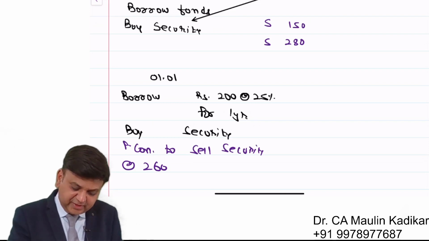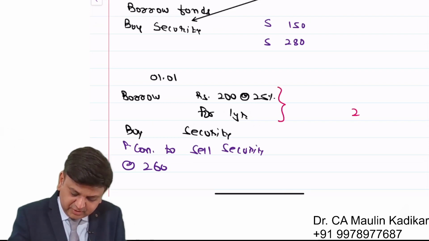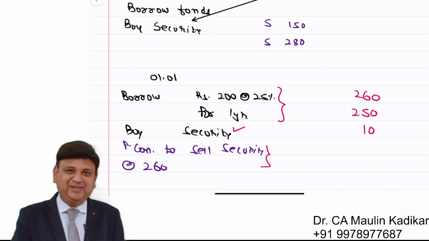At the end of the year, friends, what will happen? The amount that you have borrowed will have the repayment of the loan of 250. You are holding a security which you will sell at 260, and that will end up with the profit of 10.